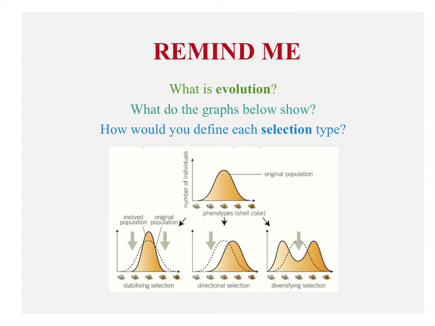We're looking at evolution today. So, what is evolution? What do the graphs below show? You've got the number of individuals up the y-axis and the phenotypes of snails, I guess, on the x. And how would you define each selection type? We're going to take a look at those in turn over the lesson today. But hopefully this should get you thinking, to begin with, about the differences between them. So pause, spend a couple of minutes on these, and play again when you're ready to go.